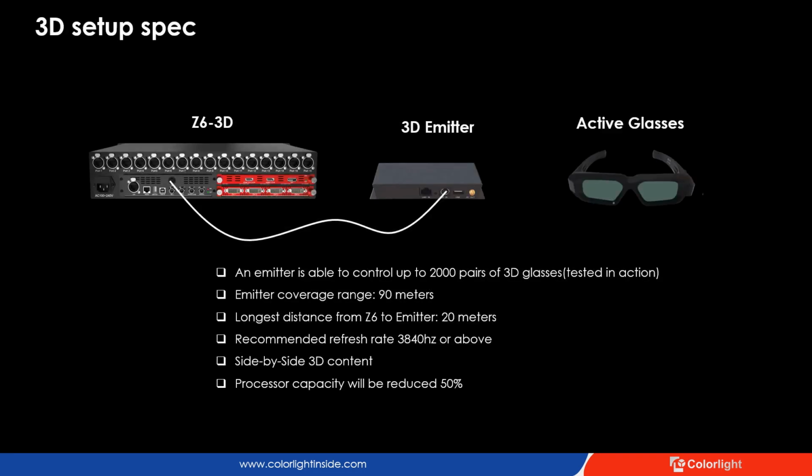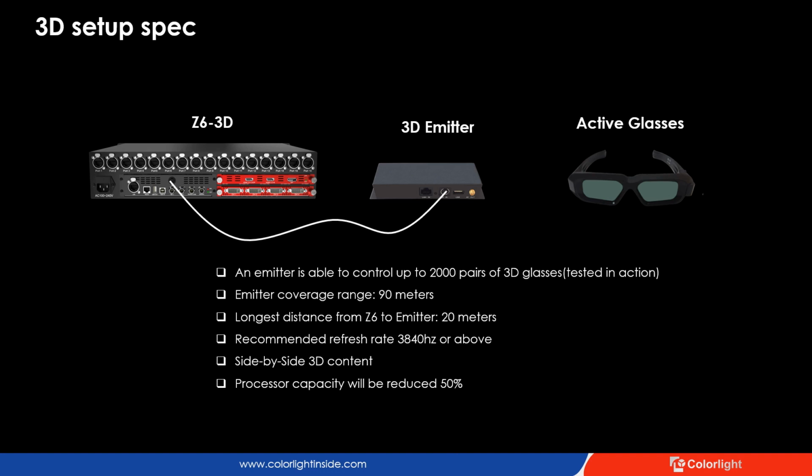And 3D, as I mentioned earlier, is an option to Z6 and Z6 Pro processors. Color Light is the first company that has a 3D solution in the LED industry. Our earliest 3D processor was called IQ7E3D. Maybe some of you have been using that already. Anyways, a 3D LED screen has the following requirements.